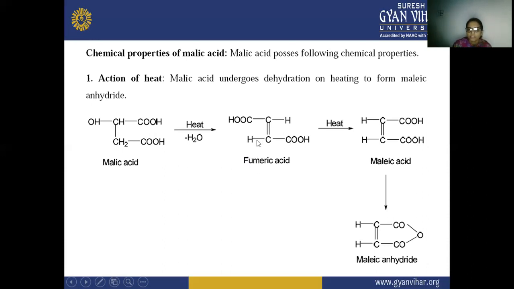Now fumaric acid is again heated, and there is a formation of malic acid. The difference is that there is a double bond between the carbon-carbon in one, and in the other there is an OH and H attached to it. So here you can see this is your malic acid. This is the isomeric form, meaning there is a conversion of hydrogen to this place. So this is your malic acid.